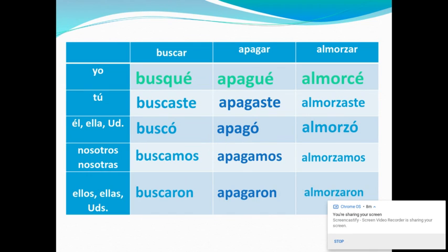It's really important to notice that with a verb like almorzar, in the yo form in the present tense, if you want to say I eat lunch, we say yo almuerzo. In the preterite, there are no stem changers. So you're not going to have yo almuerce. Keep that O. There's no boot verbs for AR verbs in the preterite.